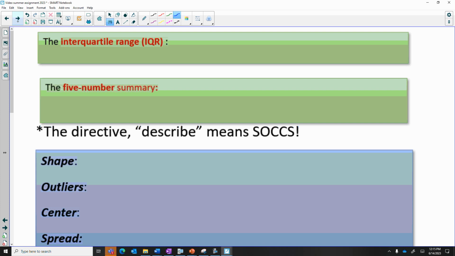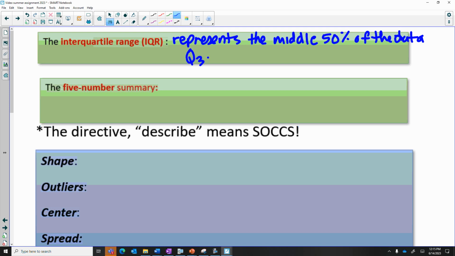Another measure of spread that we're going to talk about is called the interquartile range. The interquartile range is just like the regular range where it's maximum minus minimum, but the interquartile range actually represents the middle 50% of the data. And to get it, we do quartile 3 minus quartile 1. We're going to talk a little bit about that in a minute, but the interquartile range is a resistant measure of spread because it just measures the middle range of the data instead of the maximum and the minimum, which include the outliers.